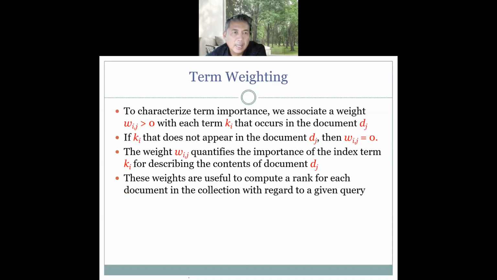So in term weighting, we look at the frequency as the weightage of the word. If we have 0, it means the term exists 0 times. If it is 5, it means it exists 5 times in the document. So the weight here quantifies the importance of the index term Ki for describing the content of Dj. This is the document and this is the keyword. These weights are useful to compute the ranking. Later on, we will look into how we use the numbers.